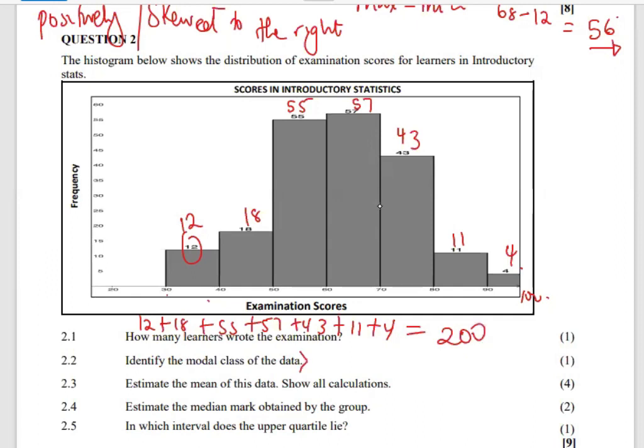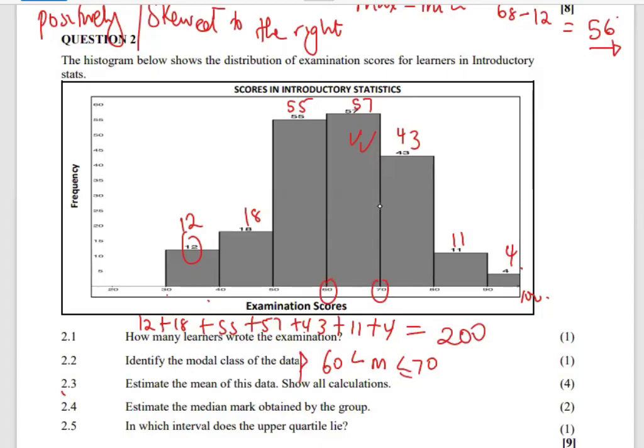So the modal class is basically the class that has the tallest bar in the histogram. So it's this one, between 60 and 70. So how do we write that class? We're going to say 60 is less than or equal to the mark, which is M, and then less than 70. You can put the equal sign depending on where you want to put it, but that is how the class should be indicated.